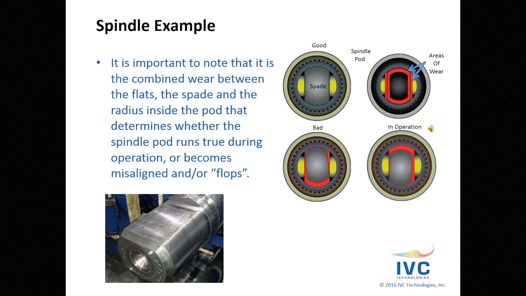Here's an example of a spindle. When it comes to visual inspection, one of the things that people don't realize when they're looking at tolerances, they may look at the individual tolerance and not put them together. It's important to note that it's the combined wear between the flats, the spade, and the radius inside the pod that determines whether the spindle pod runs true during operation or becomes misaligned and or flops.